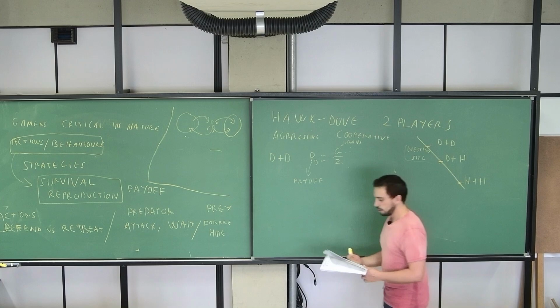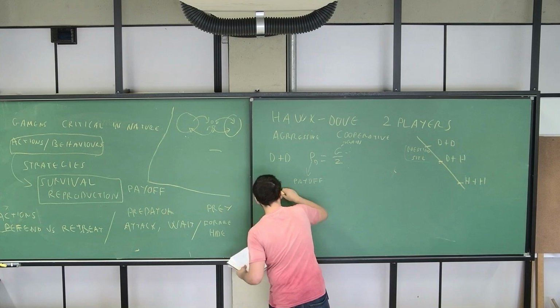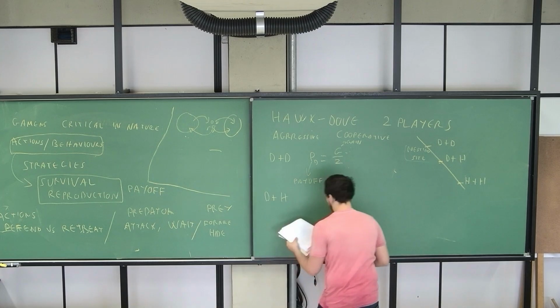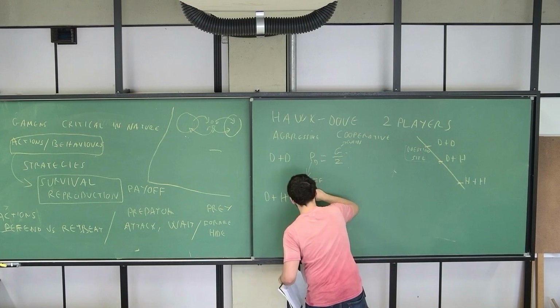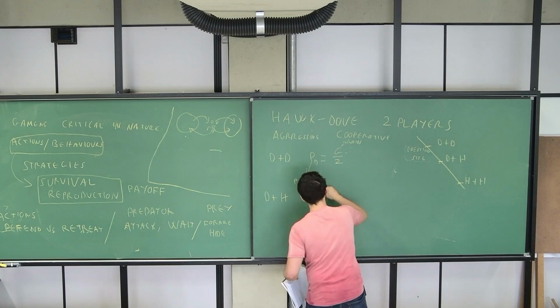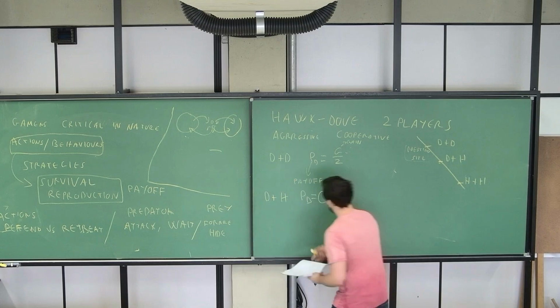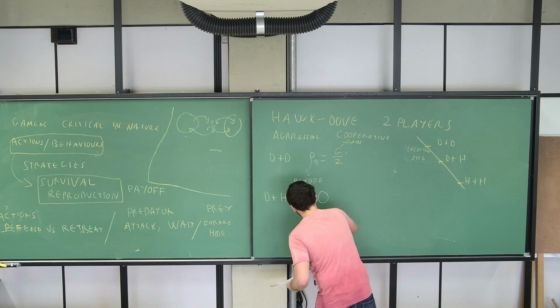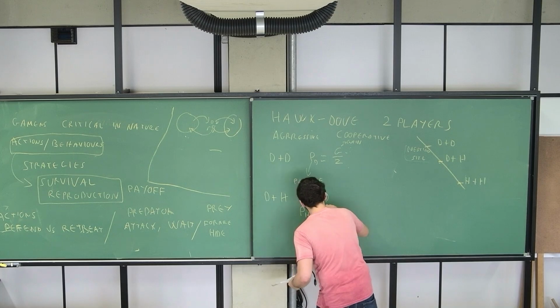Whereas if you have a dove that competes with a hawk, that's not very good for the dove because they're smaller and not as aggressive. So the payoff for the dove is going to be 0. The dove will never drive the hawk away from the nesting site. And the payoff of the hawk is going to be G, okay? The hawk always wins and gets the site.